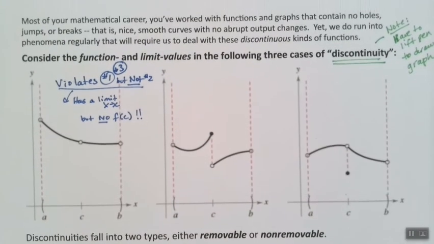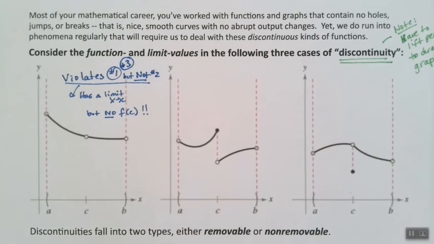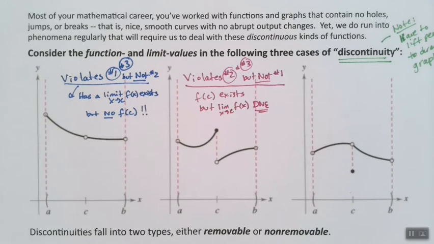All right, looking at the second graph, this one has a function value right there, but it doesn't have a limit because I'm going to 2 separate values. This is called a jump discontinuity, actually. So the limit as x goes to c of f of x does not exist, even though f of c exists. So we're violating 2, which automatically means 3 as well, but we're not violating number 1. Okay, what about the third one?